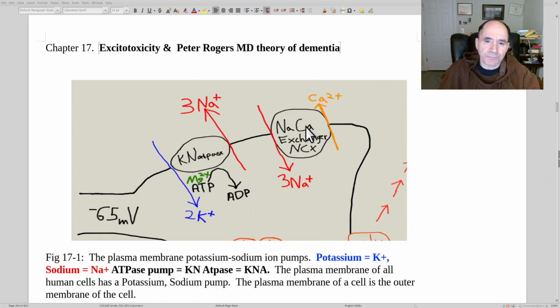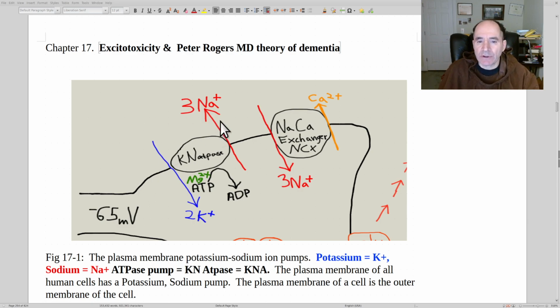Okay, so every cell uses these plasma membrane pumps. K is for potassium, like kalium, the Latin word for potassium. N is for sodium, for natrium, the Latin word for sodium. So this is a neuron, brain cell, and it has a negative 65 millivolt plasma membrane gradient. And what that relates to is the electrical charge. It's more negative inside the cell than just outside the cell.